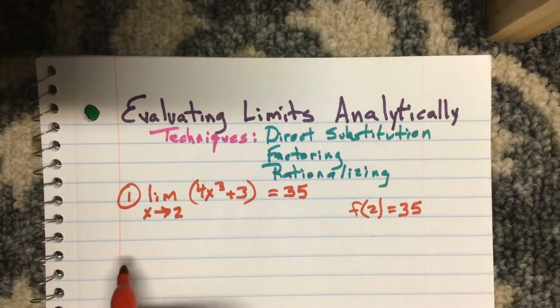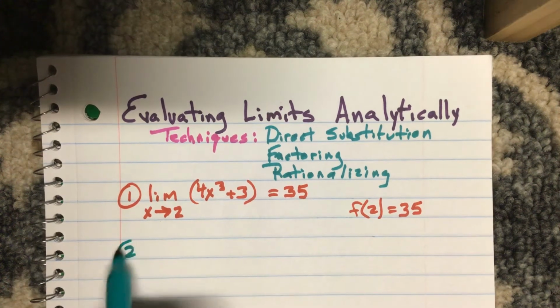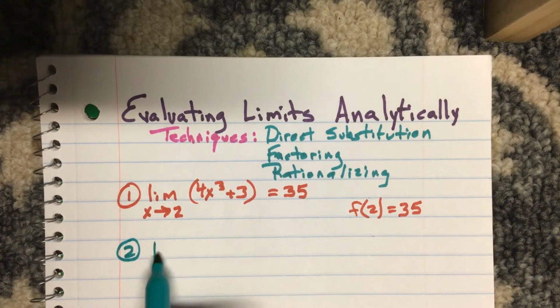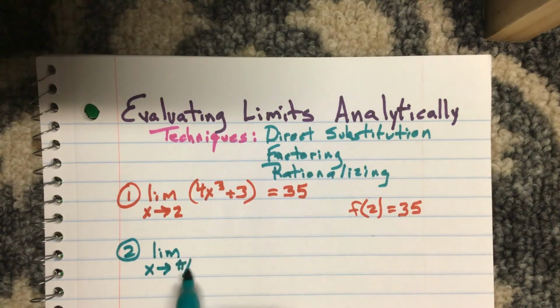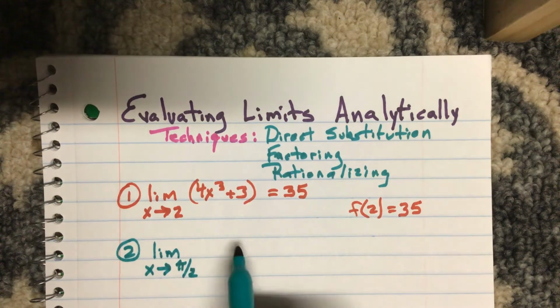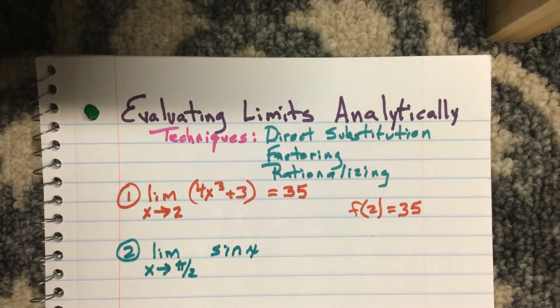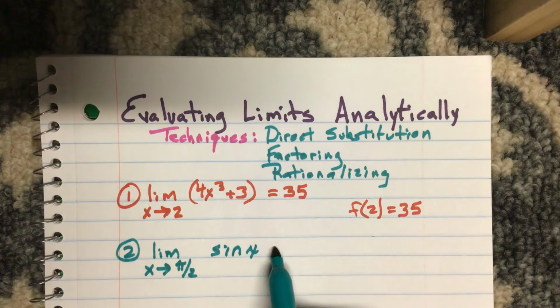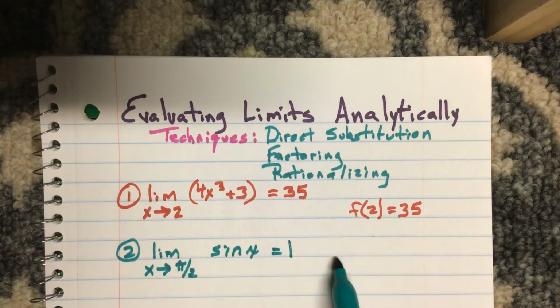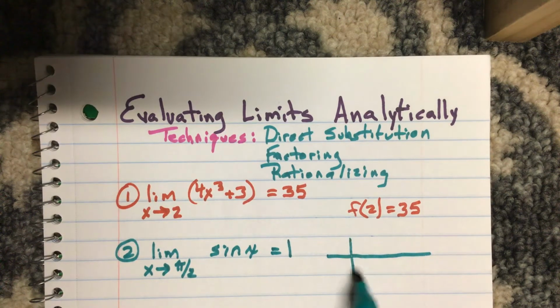The same thing goes for trig functions. All trig functions are continuous. For example, if I took the limit as x approaches pi over 2 of the sine of x, I know that the sine function is continuous. There are no breaks in the graph. So I could simply do direct substitution and plug in pi over 2, and the sine of pi over 2 is 1. Let's take a quick look at that.